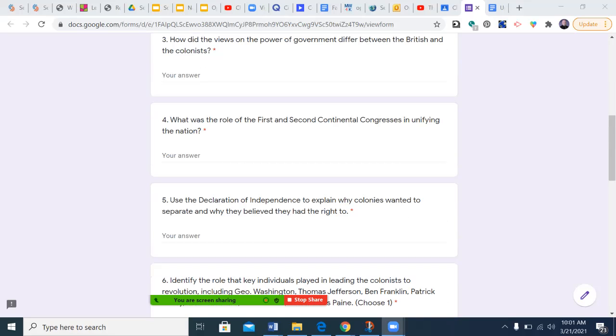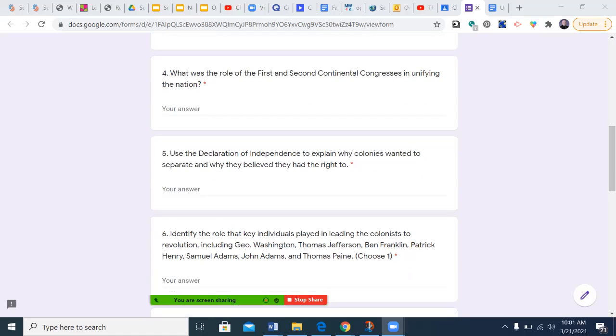Number 5, use the Declaration of Independence to explain why the colonies wanted to separate and why they believed they had the right to.